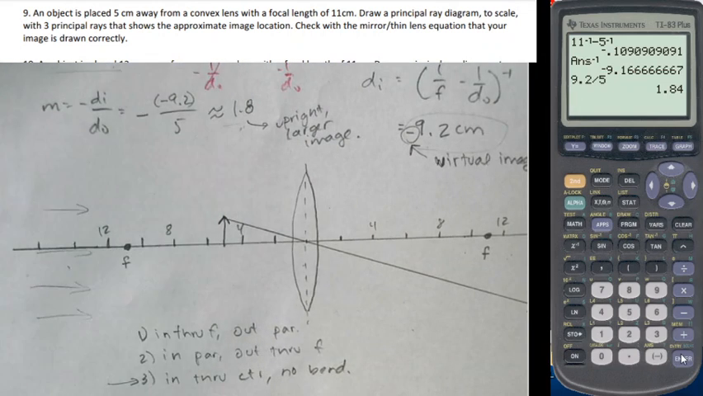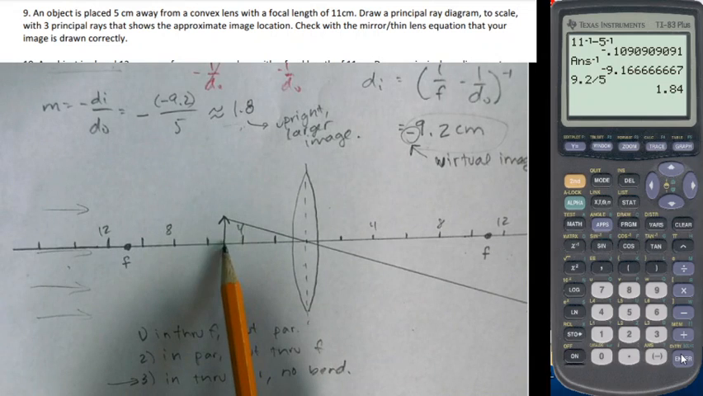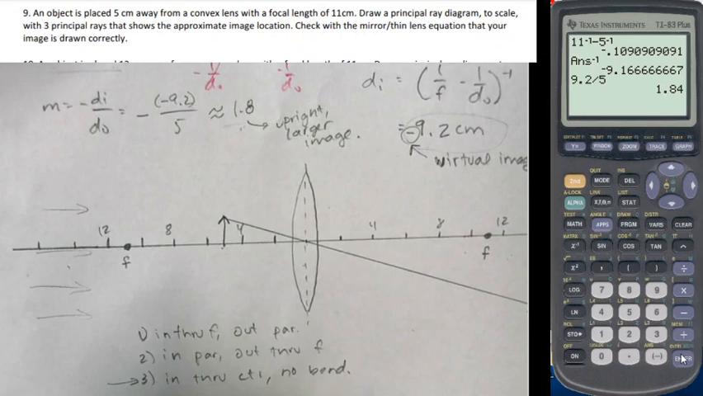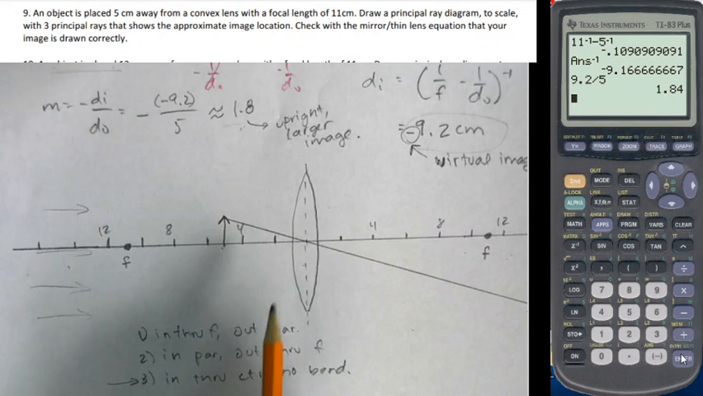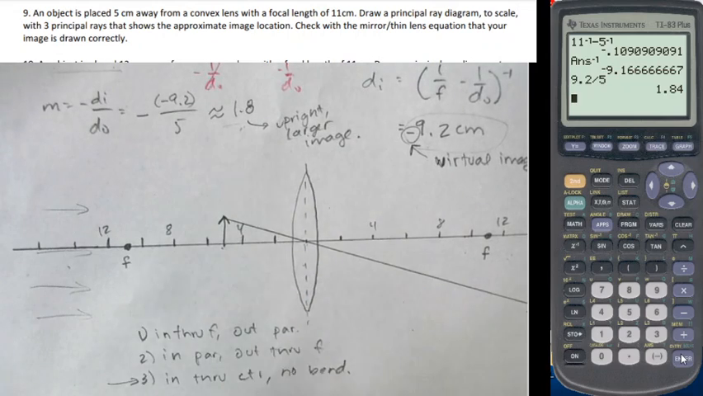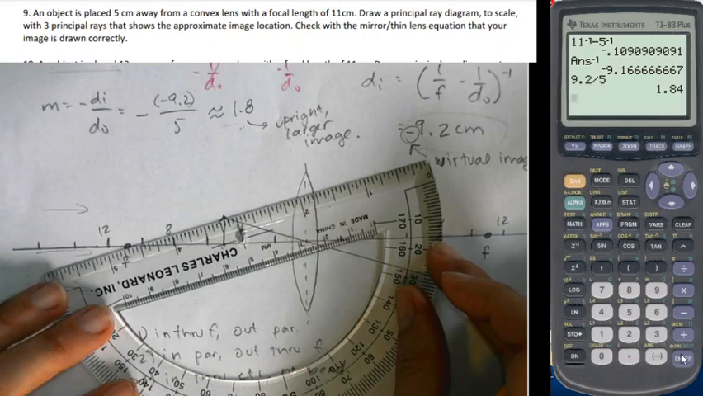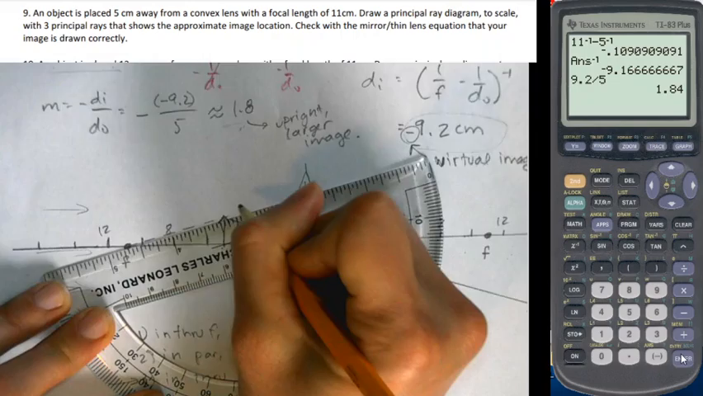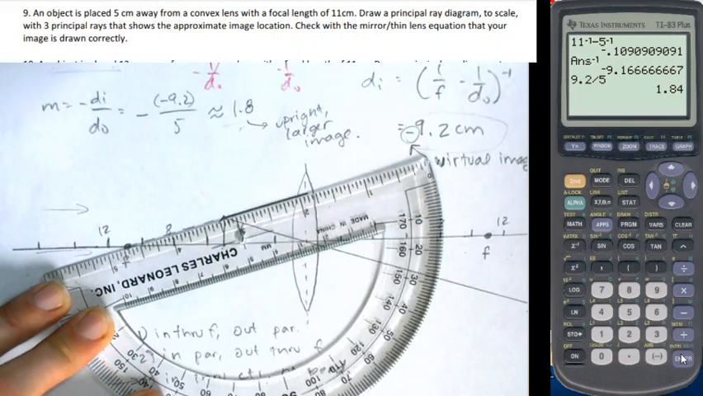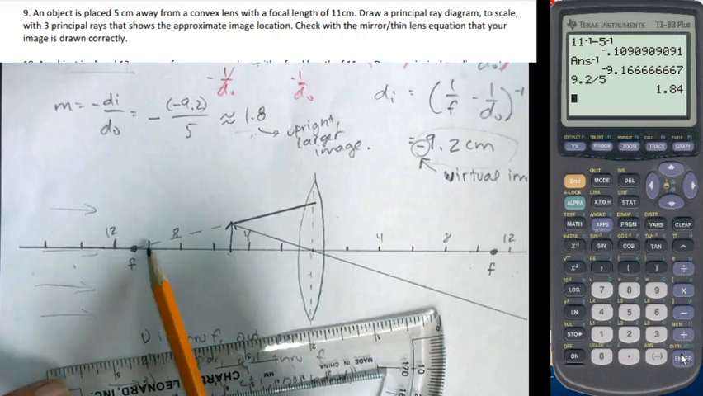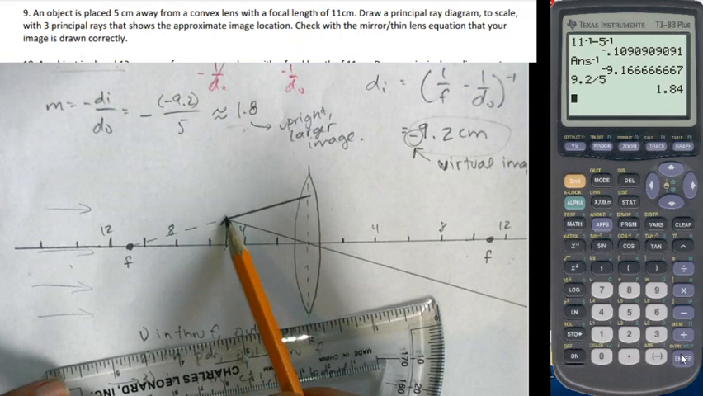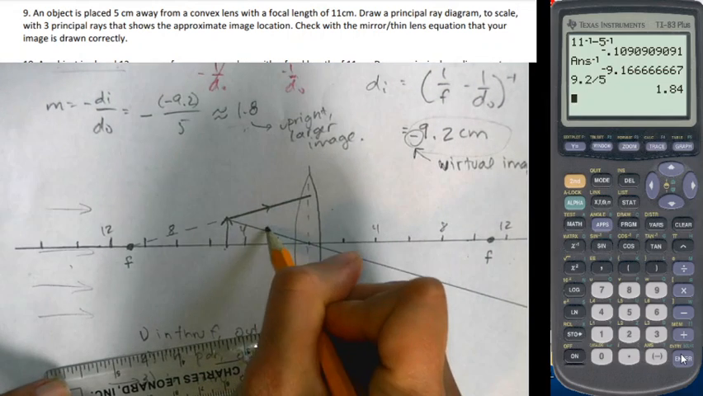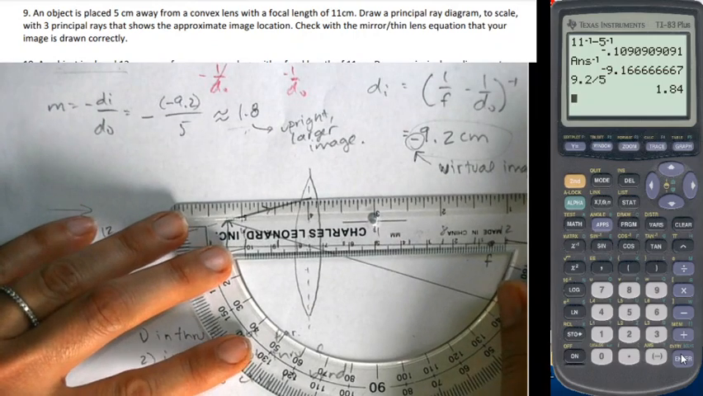Now let's come up in through F and out parallel. So you notice that there is no F between the object and the lens. So instead of our in-through-F ray starting at the object and going through F, it actually is going to start at F and go through the arrow. So we want to imagine a ray like this that seems as though it came from F. Though it kind of seems like it started at F, it actually starts at the tip of the arrow. It follows this sort of trajectory, and then it is going to bend and go out parallel.